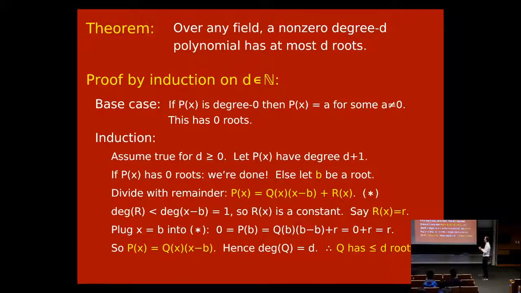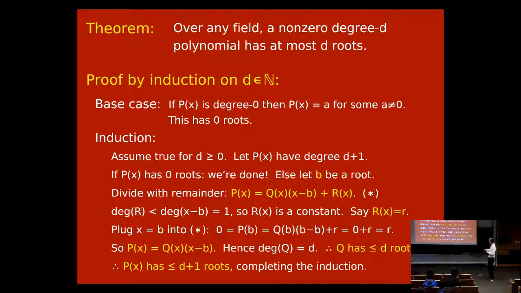And then I take some polynomial q with its x's and so forth, and I multiply it by x minus b. So q has got to have a power of x to the d in it, so that when you do this multiplication, you get the power of x to the d plus 1 here. So the degree of q is d. And so by induction, q has at most d roots.